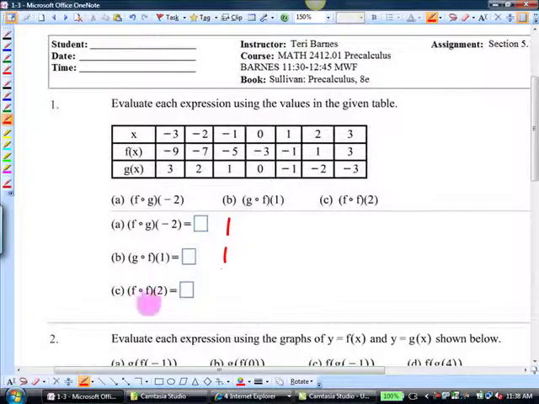All right, the last one is f of f of 2. So 2, and you go to f. The value is 1. You go to 1, back to f, -1. Okay? Should not be too bad.